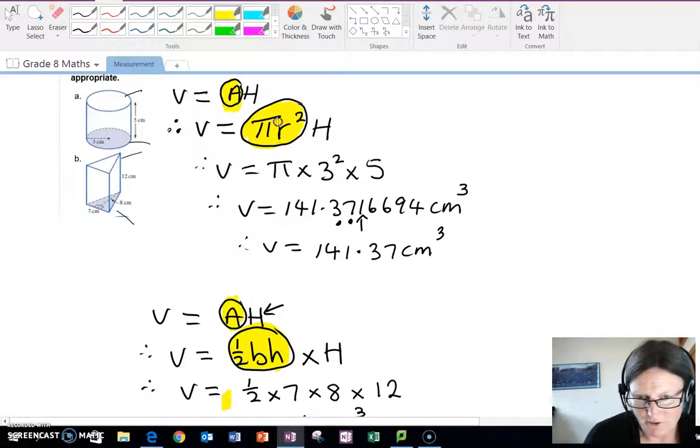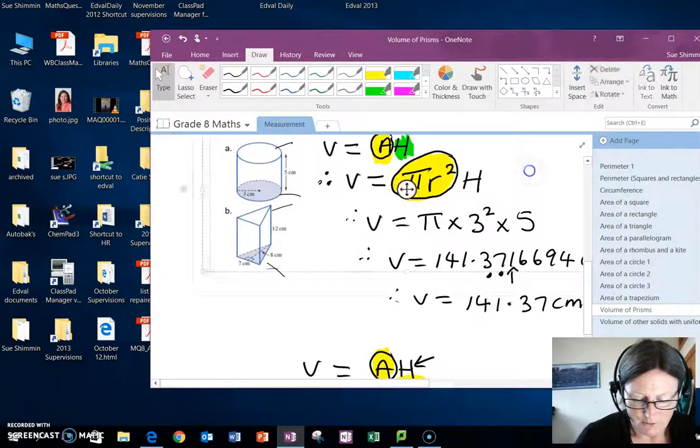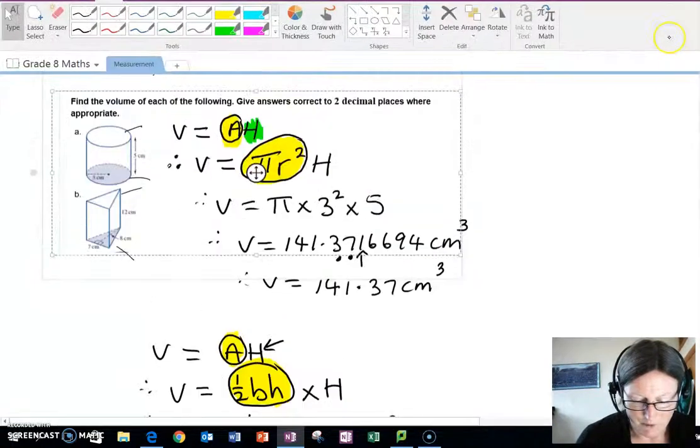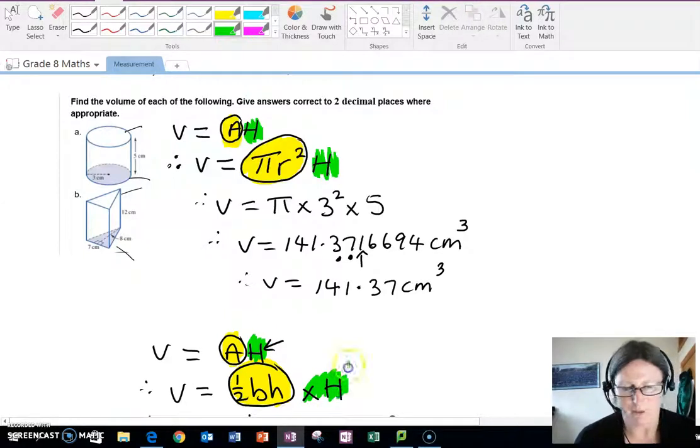Sorry, here I may have said triangle. That's the formula for the area of a circle. Here we replace it with half base times height because the base is a triangle. The second part of the formula, we times it by H for the height of the prism. So we need to make sure that we times the pi r squared by H, and here, the H there, we need to make sure we carry it down there.